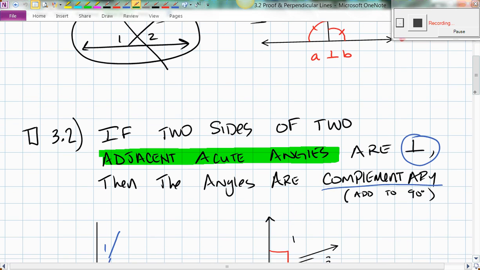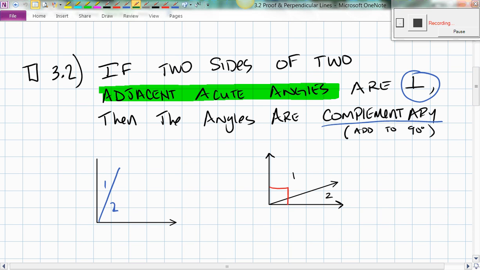Okay, 3.2 says this, right? If two sides of two adjacent acute angles are perpendicular, then the angles are complementary. And complementary means they have to add to 90 degrees. So take a look at this picture here, right? Two sides of adjacent acute angles are perpendicular. So here is a right angle, okay? And I can break up that right angle into two different angles, angle 1 and then angle 2. Right? Well, if these are right angles, then angle 1 and angle 2 have to add up to be 90 degrees. They're complementary. And it doesn't matter how you break up those angles, still complementary. That's what 3.2 is trying to tell you there.